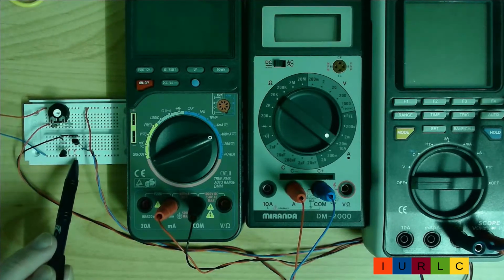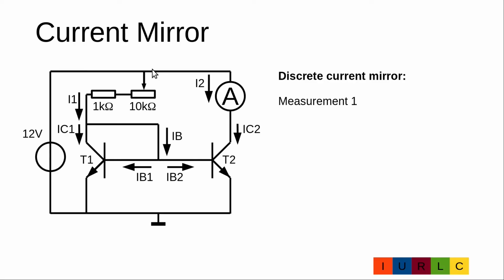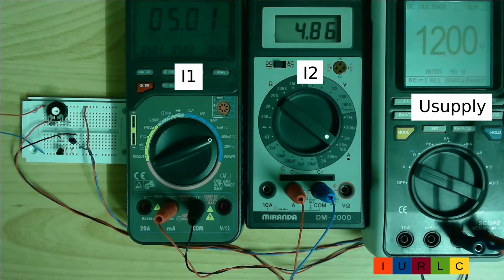Measurement 1. The output current is in the beginning 4.74 mA and is increasing.